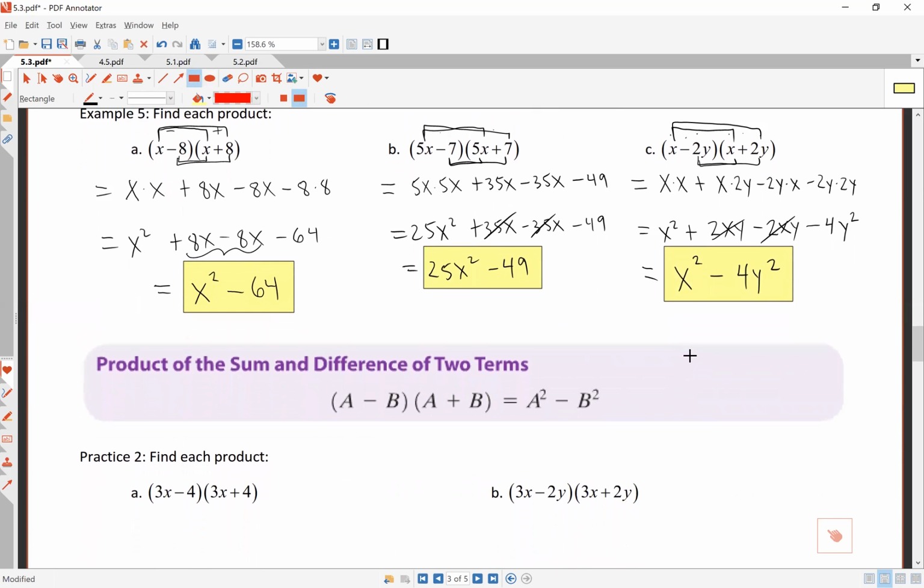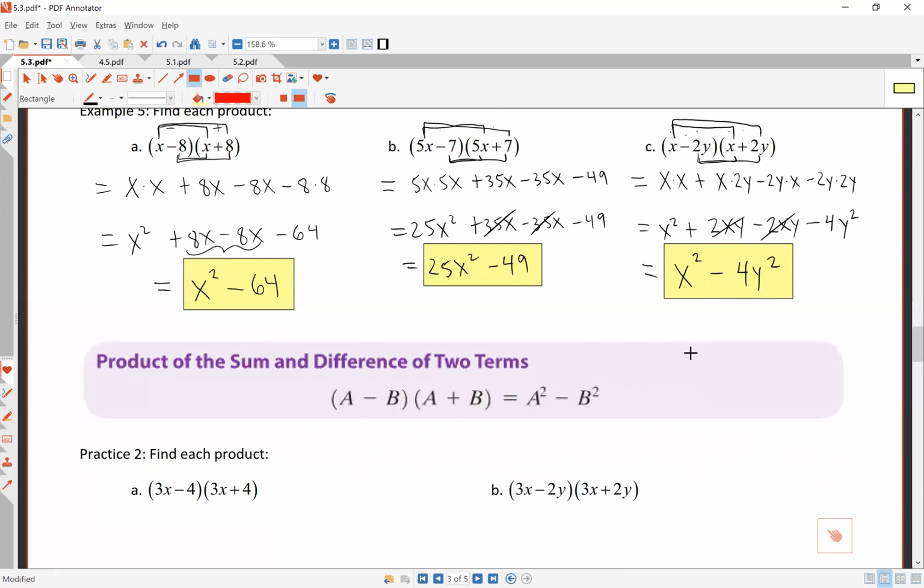So anytime we multiply the sum and difference of the same two terms, we end up with this nice looking answer, which is said to be a difference of two squares.